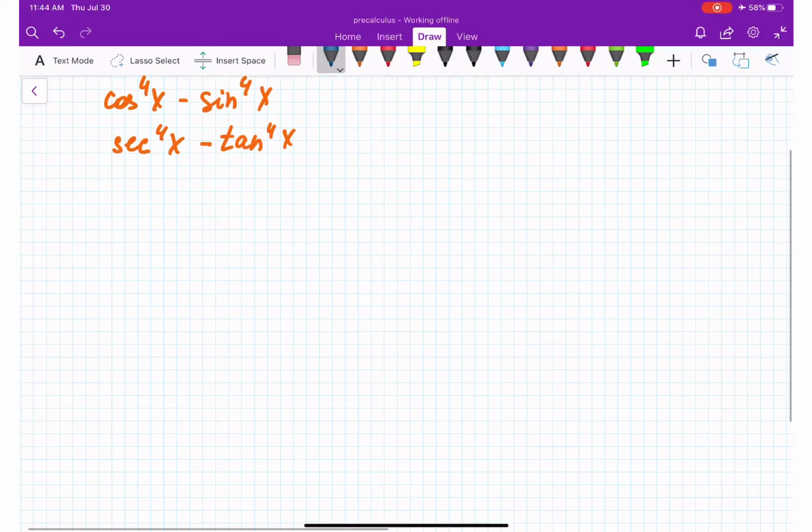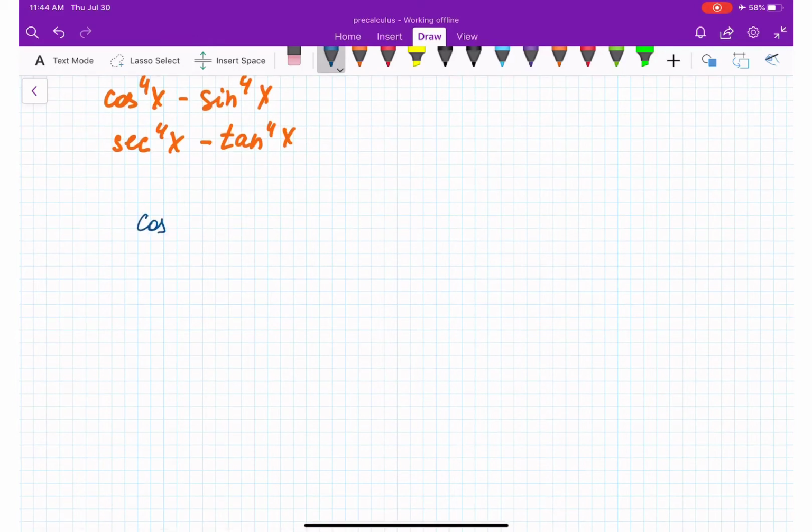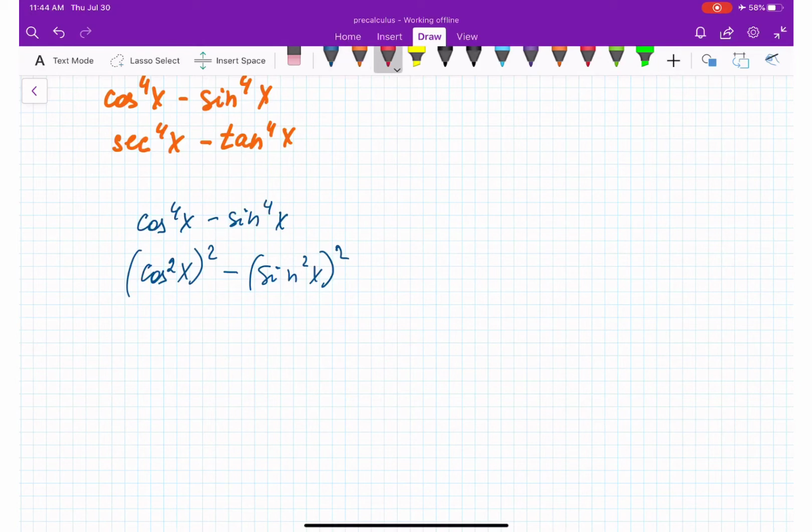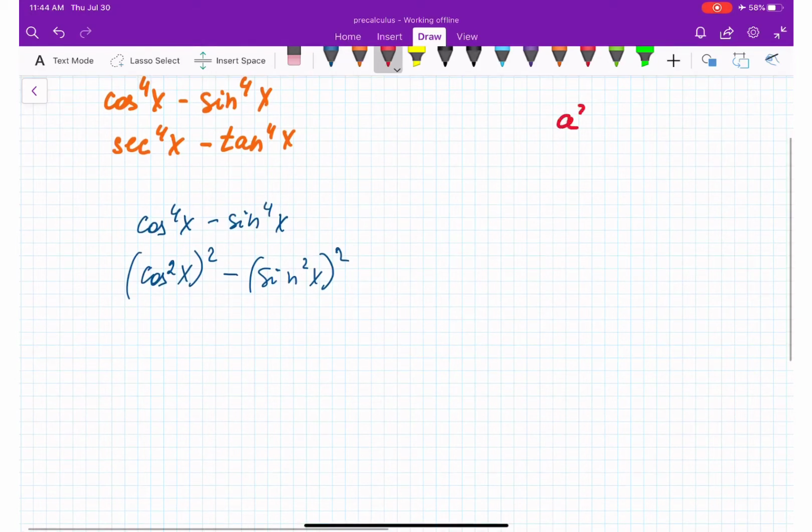Okay, so let's start. Cosine to the power 4 of x minus sine to the power 4 of x. Does it remind you of a squared minus b squared? So I'm going to represent it as cosine squared x, squared, minus sine squared x, squared. That is going to be a squared minus b squared, the formula that we know from algebra: a plus b times a minus b.